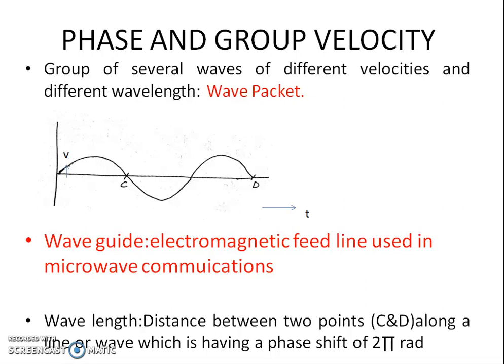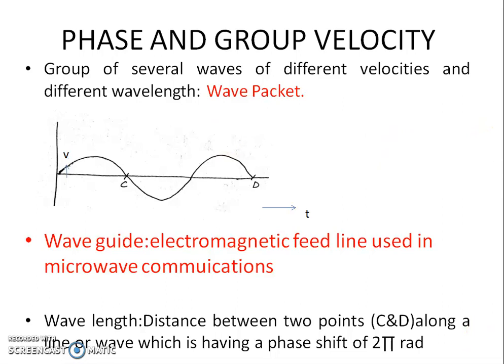Secondly, a waveguide. Waveguide is an electromagnetic feed line used in microwave communication, broadcasting and radar installations. A waveguide consists of a rectangular or cylindrical metal tube or pipe. The electromagnetic field propagates lengthwise, and waveguides are most often used in horn antennas and dish antennas, etc. So, a waveguide is simply an electromagnetic feed line used in microwave communications.